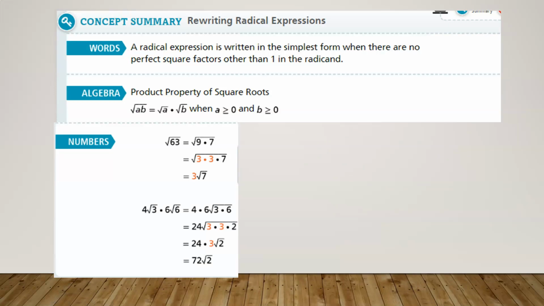So as you can see from 6.3, really we're focusing on understanding what a radical expression is. It's a square root. We need to make sure we know this property, where if we have the square root of 2 things times each other, we can break it apart, and vice versa. And then finally, we're just focusing on simplifying radicals with numbers, like the first example we did, and then finally with multiplying 2 radicals together, 2 square roots.